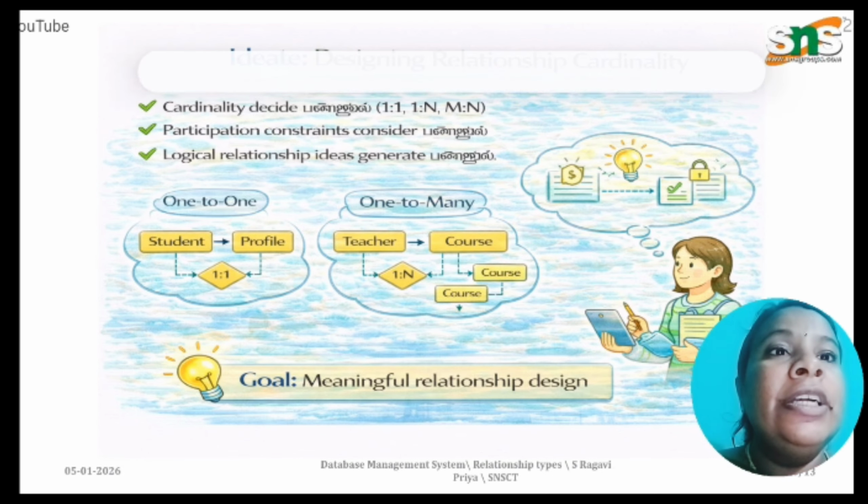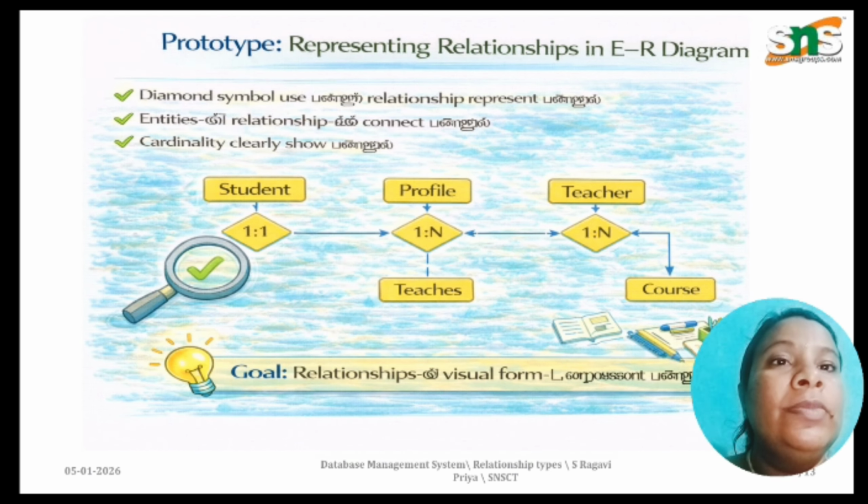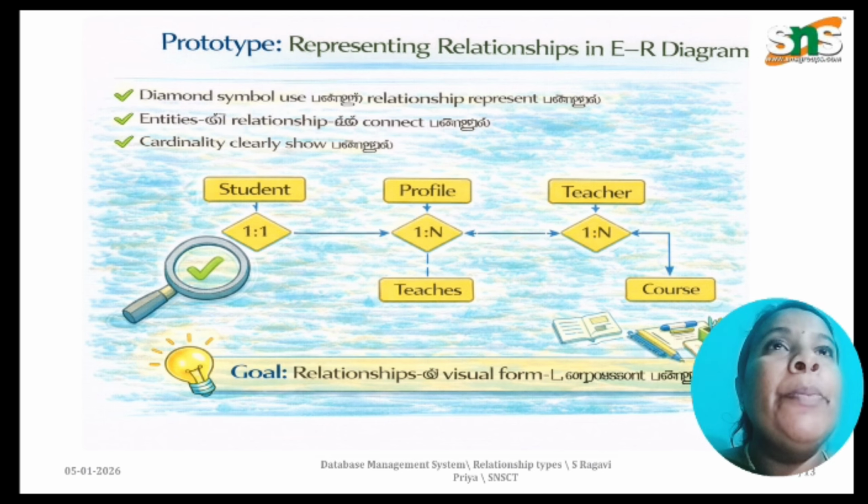So next, designing relationship cardinality. So cardinality and participation constraint we have to consider. Then we have to generate logical relationship ideas. So next, representing a relationship in ER diagram. We have a diamond symbol for representing the relationship. So cardinality means the number of tuples available in the database design. In an ER diagram, we simply call it the entity set available in the particular entity. We call it cardinality.